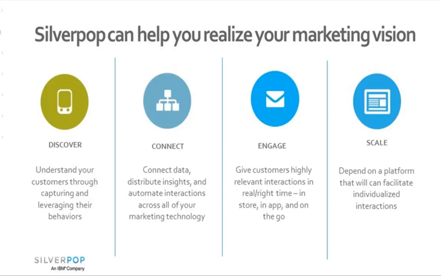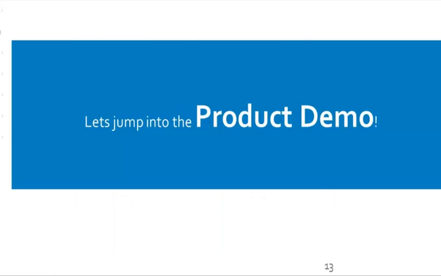Silverpop can really help you realize your marketing vision. We help you to understand what your customers are doing and to use this information to create a more personalized experience. We can help you to connect systems that build out a contextual view of the customer. And we help you to better engage with your customer, no matter where they are in the buying cycle, and have an infrastructure that really allows you to scale, to provide efficiency and flexibility so that you can respond as your customers and the wider landscape changes.